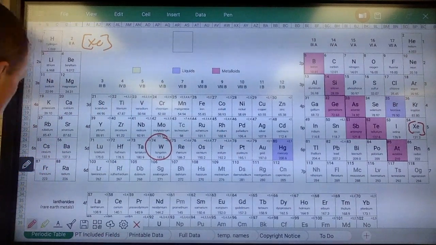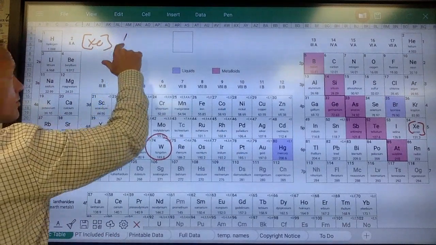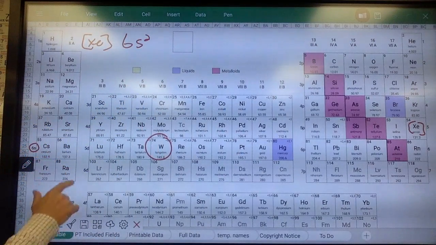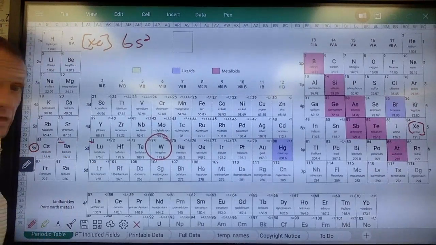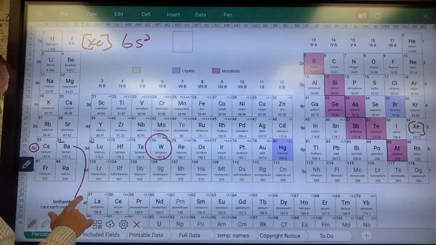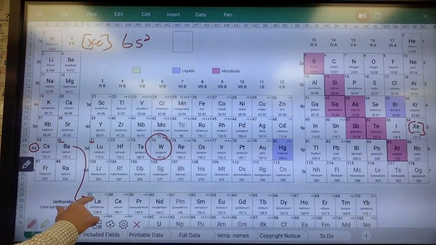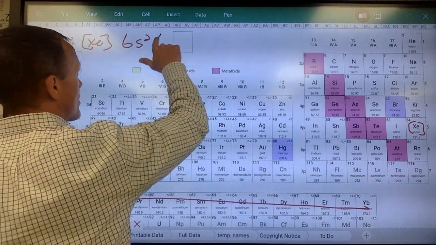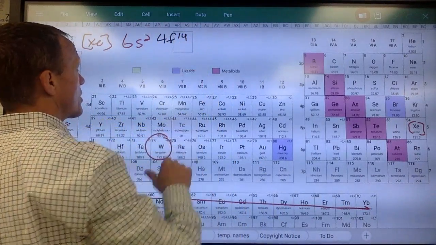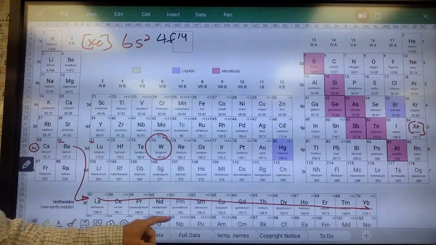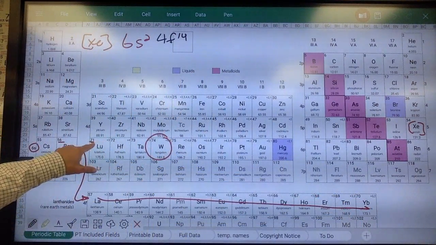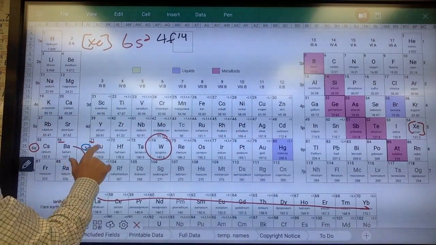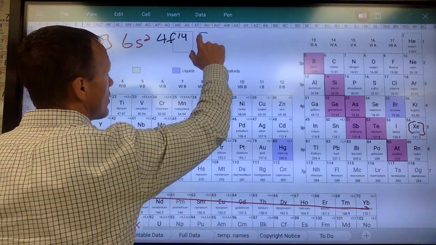After that would come 6s2. That's the 55th and 56th electrons. We can't skip from 56 to 57, so we've got to go down and do 4f. Remember, this is 4f and it's 14. And then we come back up. That gets us to 70 electrons. The 71st electron would be right here, and then we would go 5d: 1, 2, 3, 4.